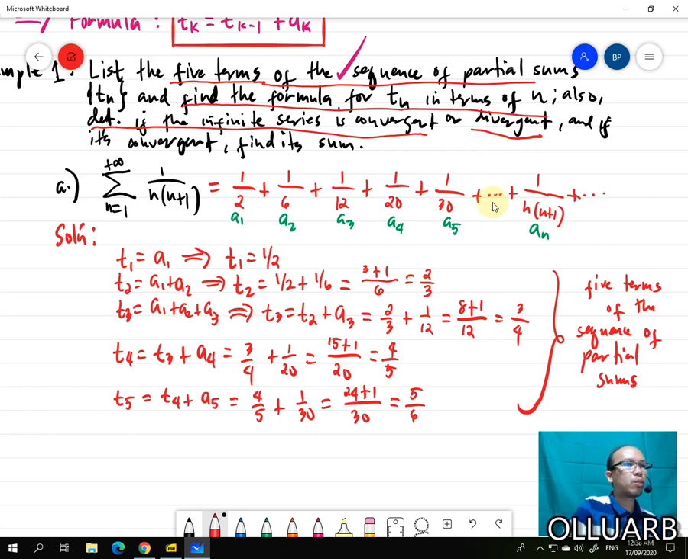Okay, so what we will do here, so let's put a button, no, that's a button. Let's try a box. Okay, another box here. Okay, for the second question, find the formula for t sub n in terms of n.